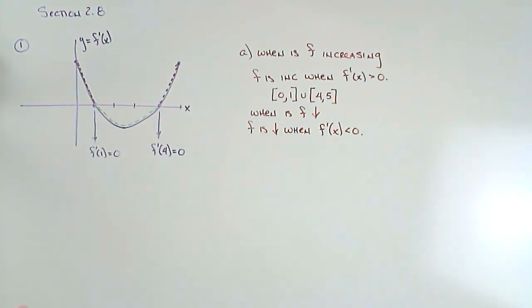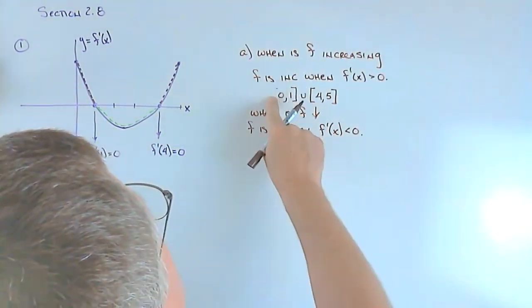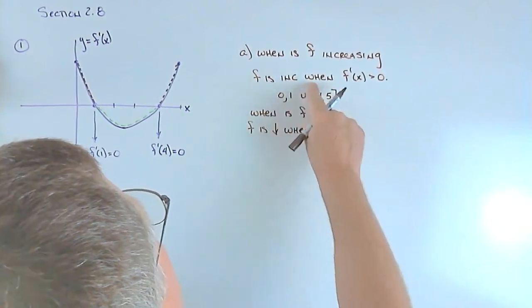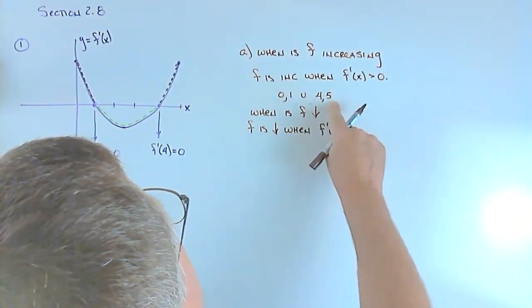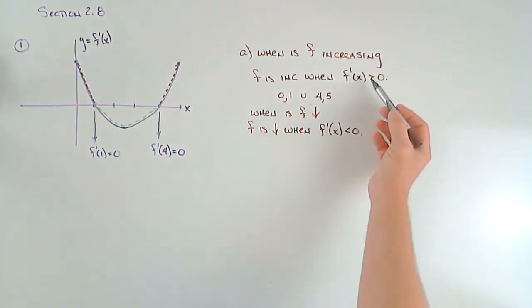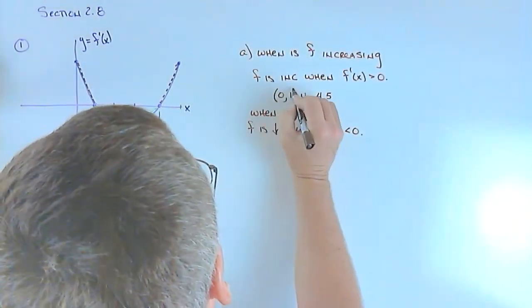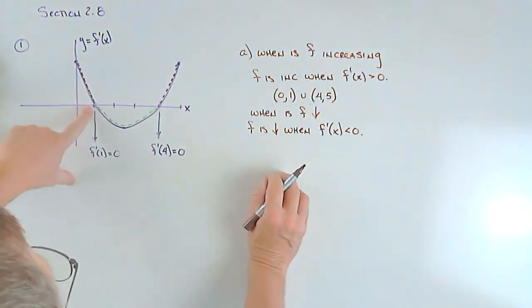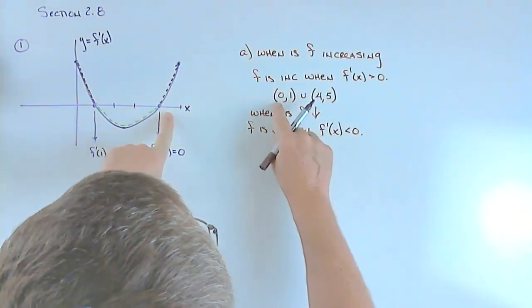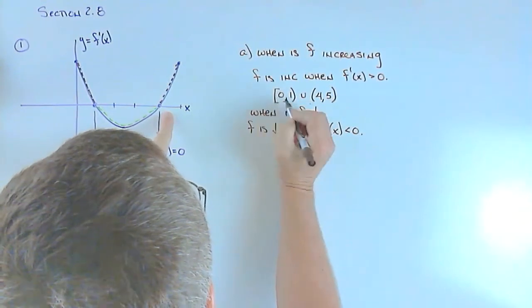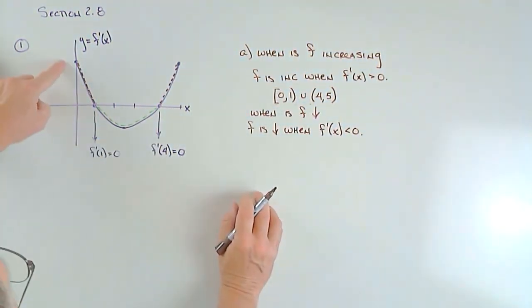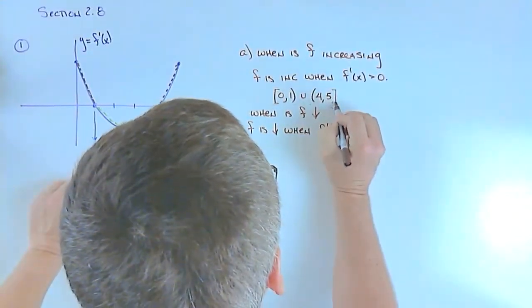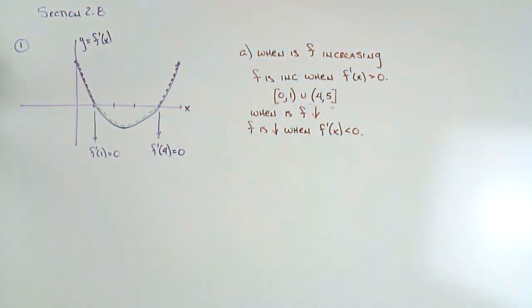And now we need to go back to part A and make these intervals open. Because the definition of increasing in our book says strictly greater than 0. So greater than, but not equal to 0. This is equal to 0. This is equal to 0. So those need to be open. This needs to be closed because that y value is greater than 0. And this needs to be closed because that y value is greater than 0. So the correct answer for part A is closed, open, open, closed.